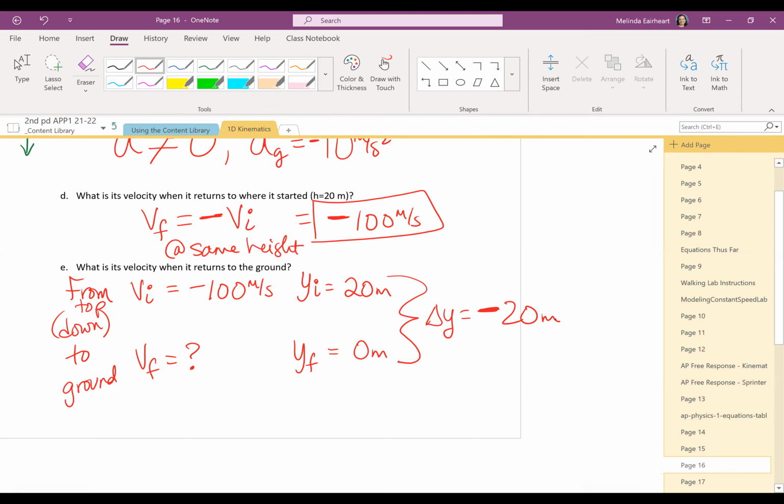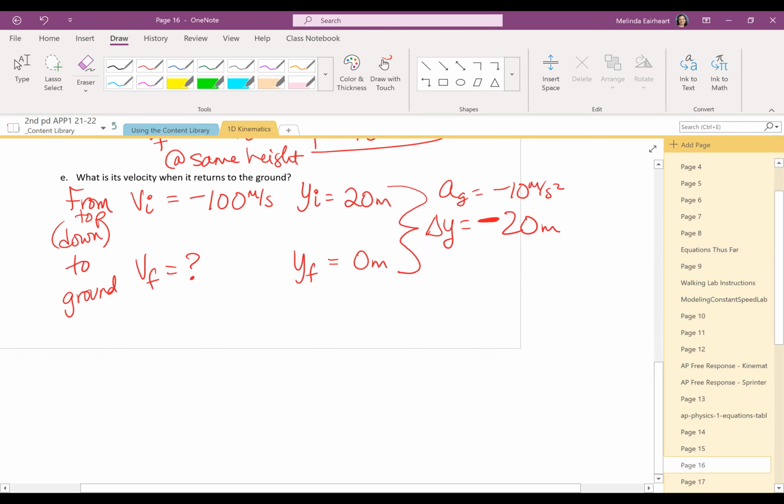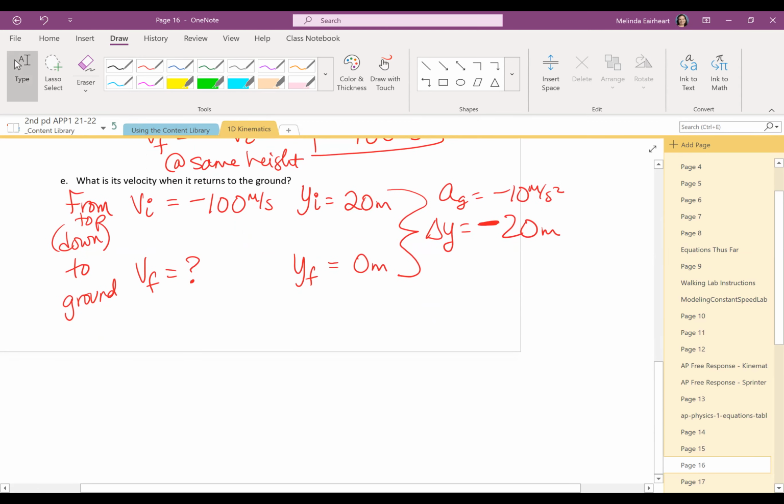And of course, it's in free fall, so we know the acceleration due to gravity, negative 10. And so notice we don't know time. Yes, you could find it and then solve for the final velocity, or use the third equation. Plus 2a delta y. Now that we've already calculated the vertical displacement, I can go straight for delta y.